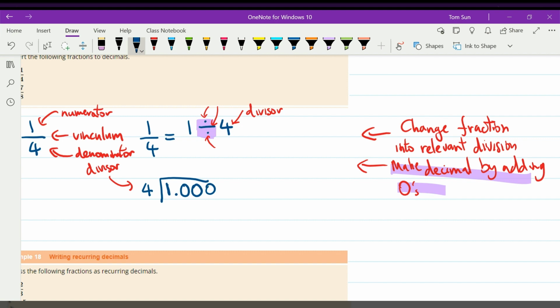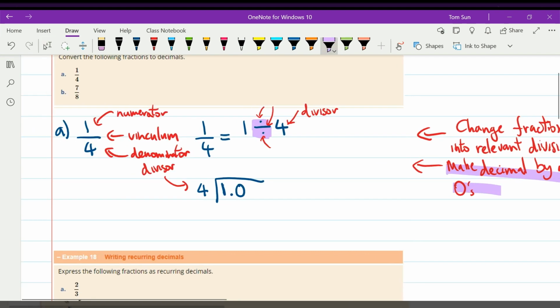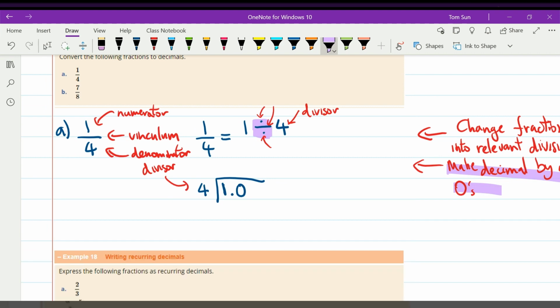We can put as many zeros as we want, but maybe we'll start with 1 and we'll keep adding zeros as we see fit. 1 is equal to 1.0 is equal to 1.00. So adding zeros doesn't actually change the question. It just makes the question possible for us to convert to a decimal. Remember when we do decimal division, the decimal lines up. So here's the decimal. So here 4 goes into 1 0 times with a remainder of 1.